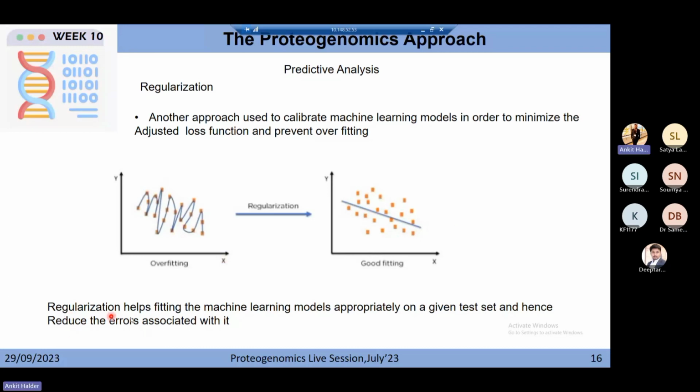Regularization helps fit your machine learning models appropriately on a given test set and hence reduces the errors associated with it. So all the errors associated with a given test set are reduced, since it helps you fit the machine learning models properly.